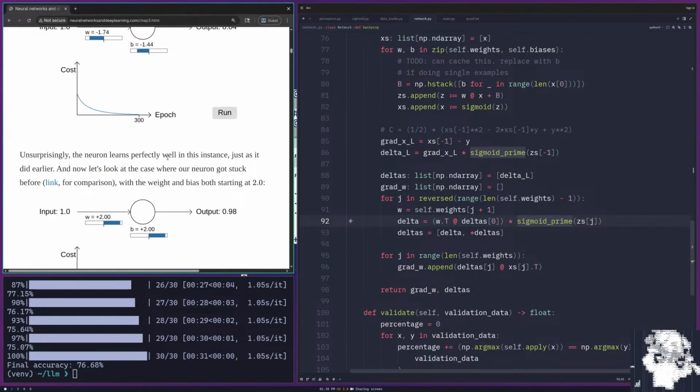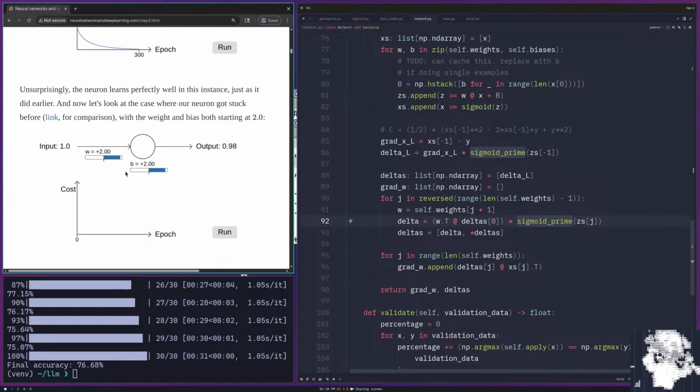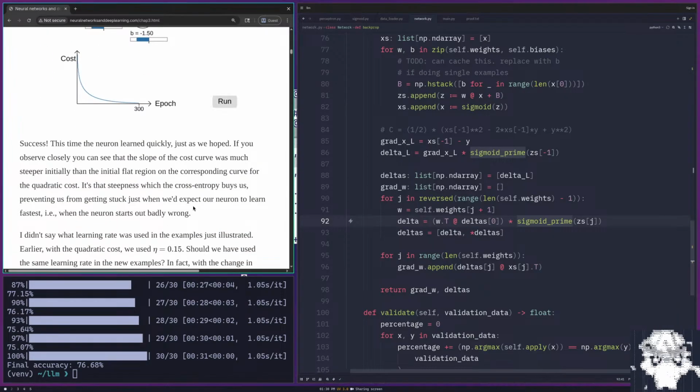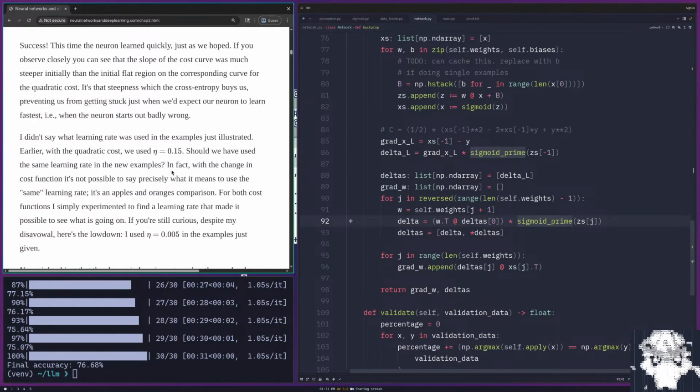Unsurprisingly, the neuron learns perfectly well in this instance, just as it did earlier, and now let's look at the case where the neuron got stuck. And now this does not get stuck, it goes directly down. Success! This time the neuron learned quickly, just as we hoped. If you observe closely, you can see that the slope of the curve was much steeper initially than the initial flat region of the corresponding curve for the quadratic cost. It's that steepness which the cross entropy buys us, preventing us from getting stuck when we'd expect our neuron to learn fastest, i.e. when the neuron starts out badly wrong.